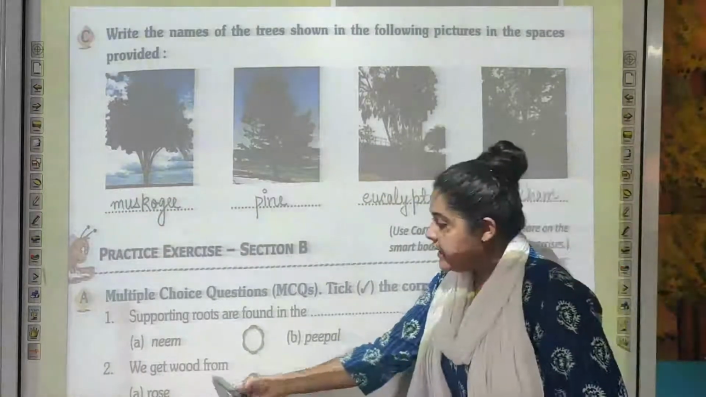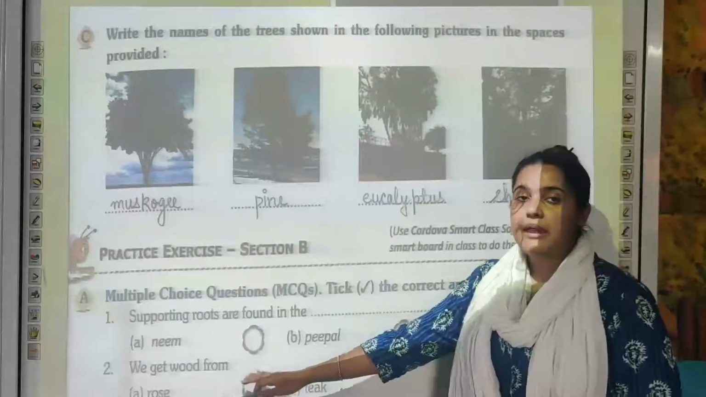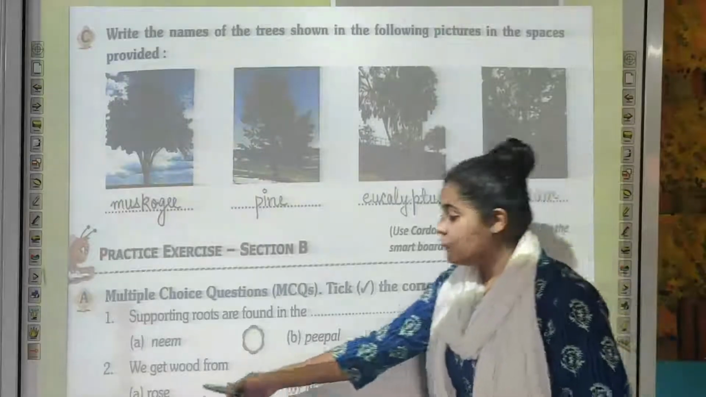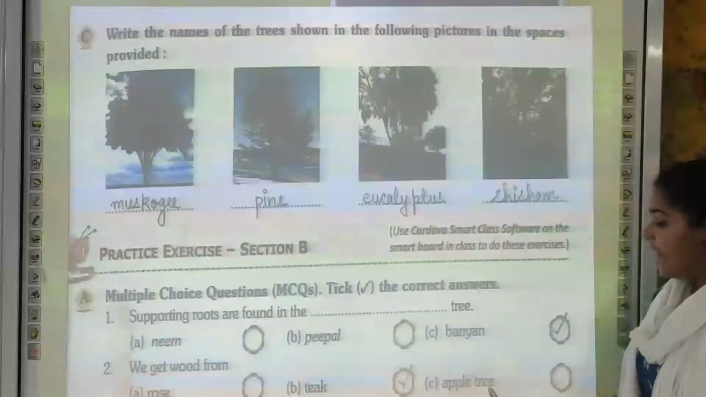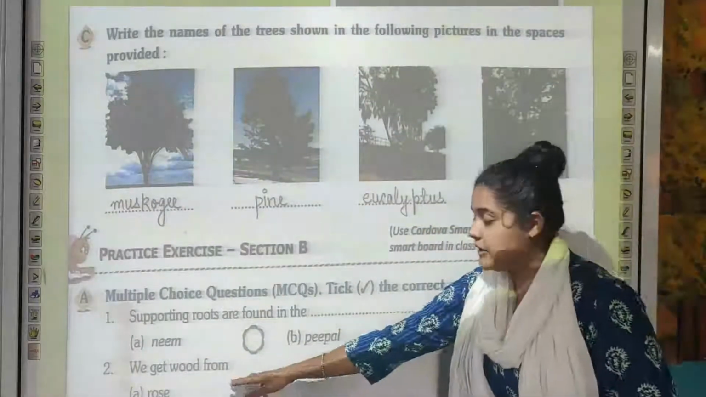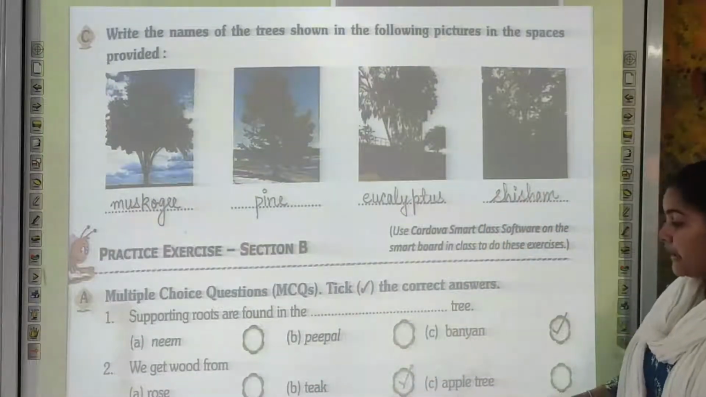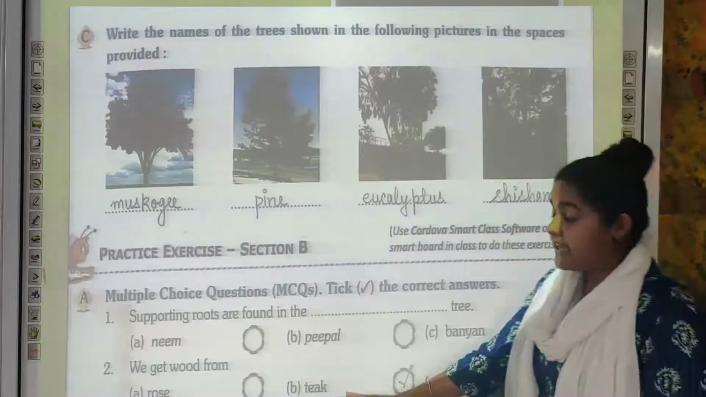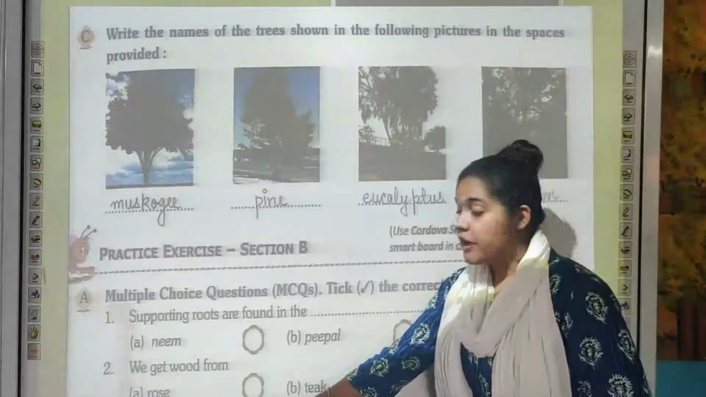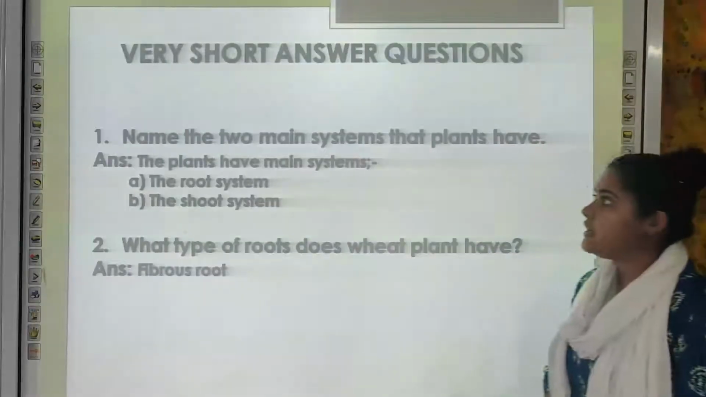Next is we get wood from. So which is the plant or tree which is providing us the wood? The rose, the teak, or the apple. So rose is a flowering plant. Then apple tree is going to provide us the fruit, and the teak is the one which provides us the wood, and we make different furniture.